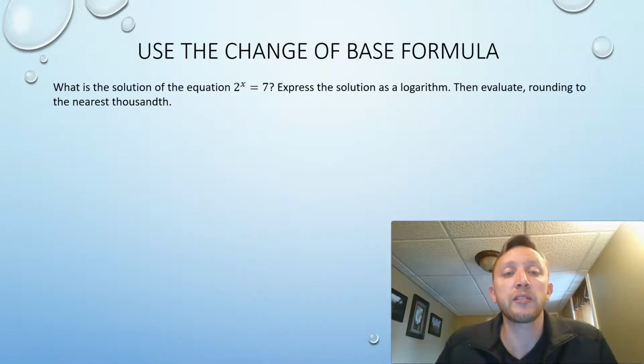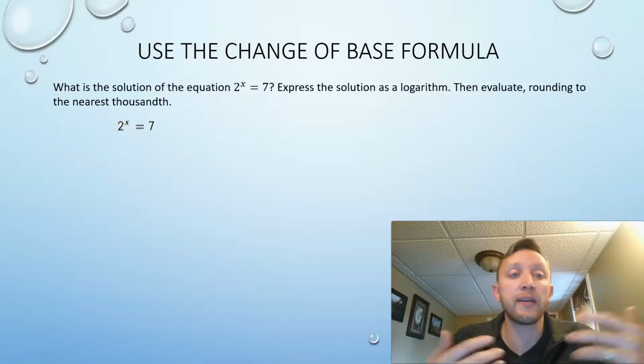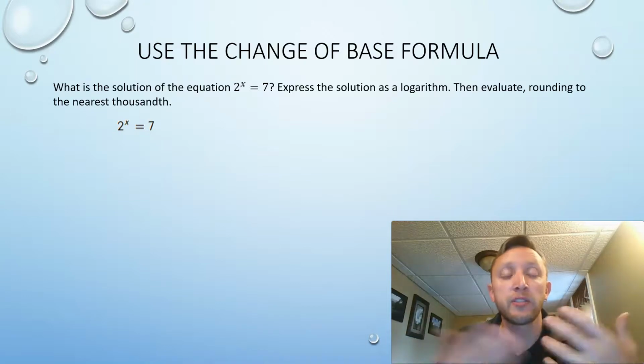Okay, so here, let's see how we can use that change of base formula to solve this equation. In this equation we have 2 to the x power equals 7. Right now, there's nothing I can do with it. The base, the 2, is by itself. If I had like 4 times 2 to the x power equals 7, then I'd want to get the 2 to the x by itself.